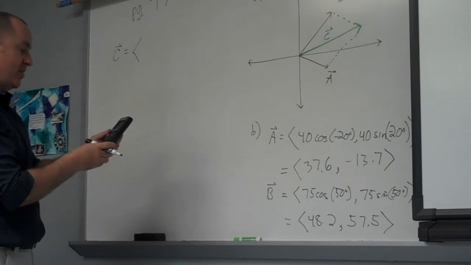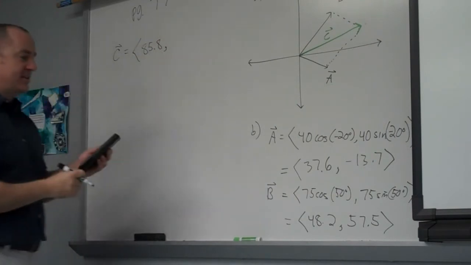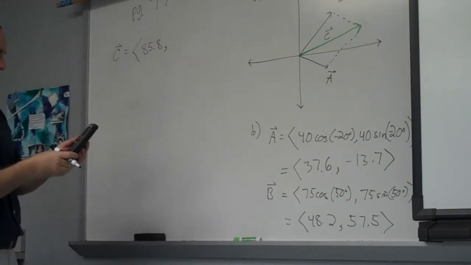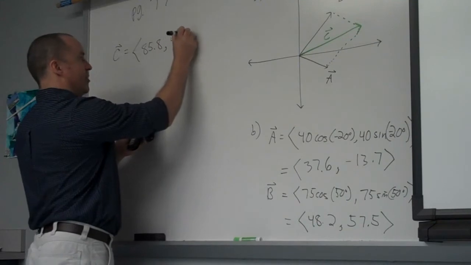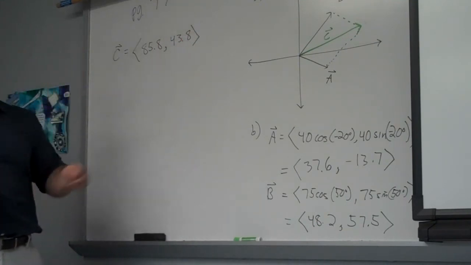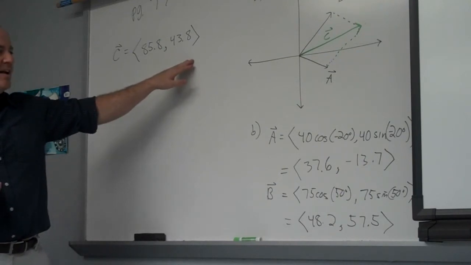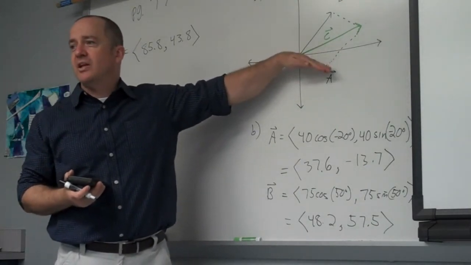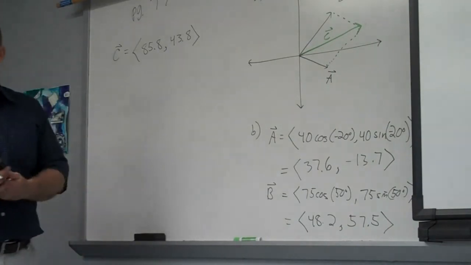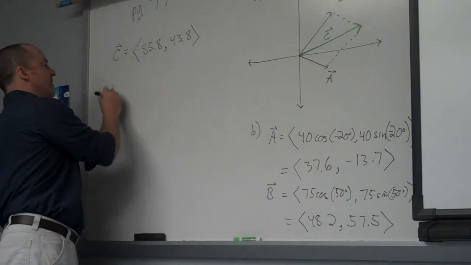37.6 plus 48.2, from how we learned to add vectors yesterday, will get you 85.8. And then negative 13.7 plus 57.5 will get you 43.8. So Connor and Nick, you should have gotten this one correct and this one wrong. Exactly. Because the cosine is the same as x, so the cosine of negative 20 is going to be the same as the cosine of positive 20. Okay? So those are my two. This is vector C in component form.